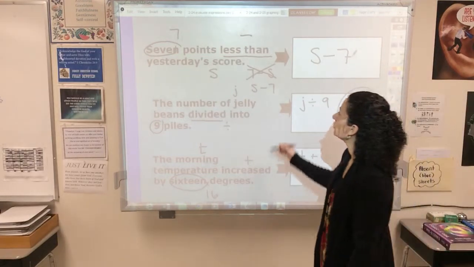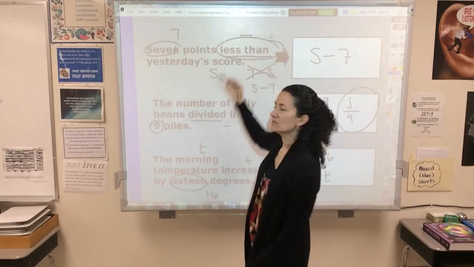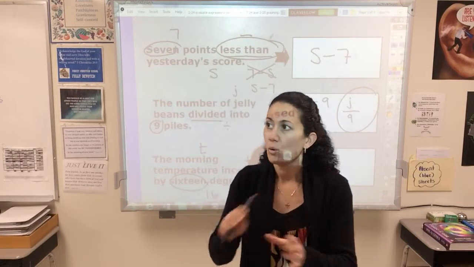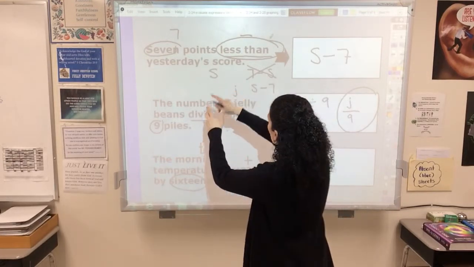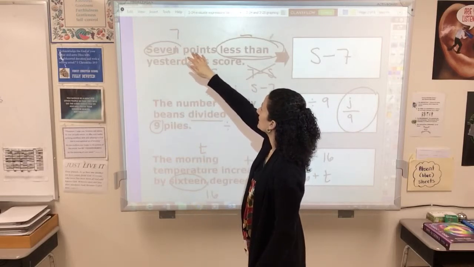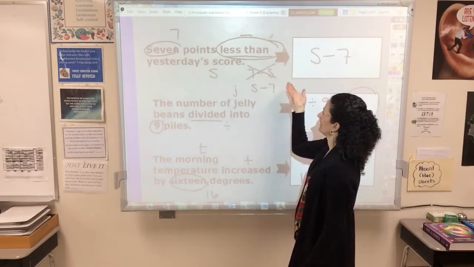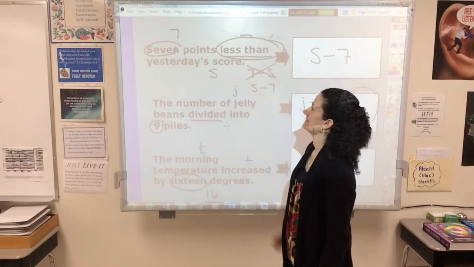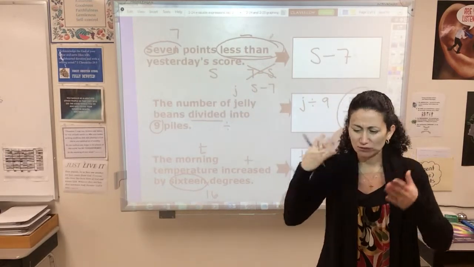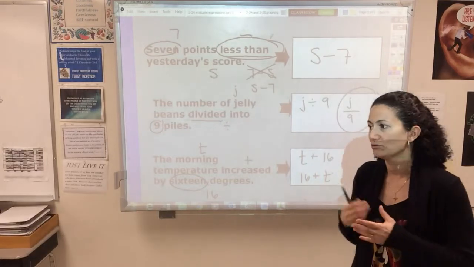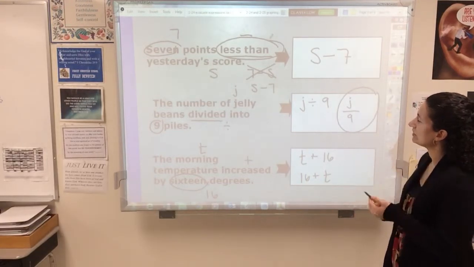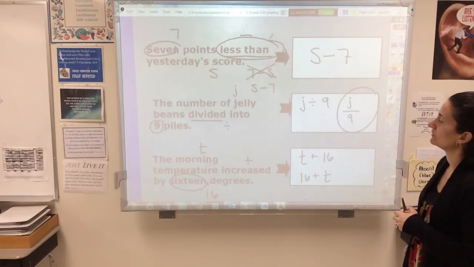So when you see the words less than, you're going to turn everything around. Whatever comes before the words less than, whatever number or value, actually goes after the minus sign. And whatever comes after the words less than goes before the minus sign. The more you do, the better you get. The more you do, the easier these become. So less than means subtract, but you turn everything around.